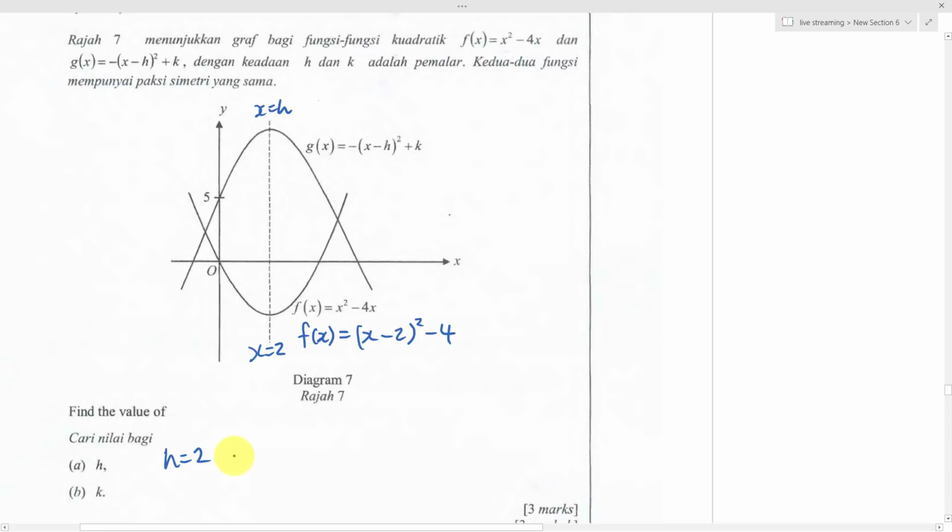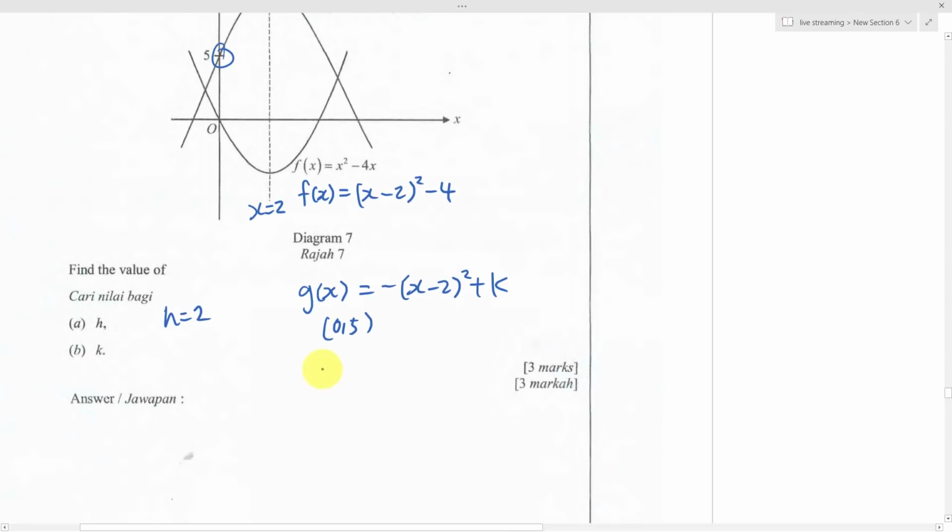Alright, so then I want to find k. I have this coordinate it is passing through, right? So I sub into the g(x) here. So g(x) equals negative (x minus 2) squared plus k. It's passing through the coordinate (0, 5), so I just sub my (0, 5) into here, I can get k. 5 equals negative (0 minus 2) squared plus k. So 5 equals negative 4 plus k. k equals 9. Alright, it should be quite easy if you understand what this is.